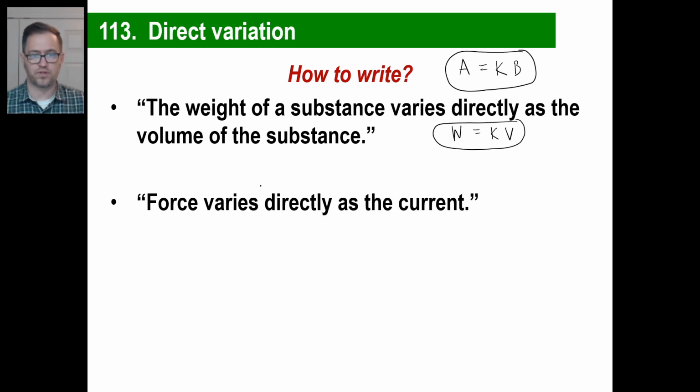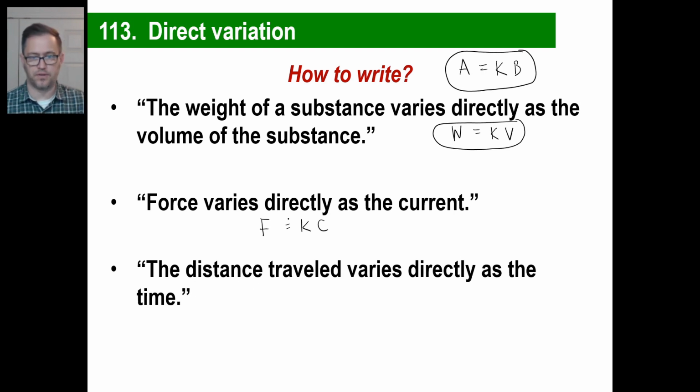All right. Force varies directly as the current. Well, that'd be the same thing, right? Force varies directly as the current. There you go. Okay. How about the distance traveled varies directly as the time? Well, here we go. The distance varies directly as the time. There we go. Same thing over and over.